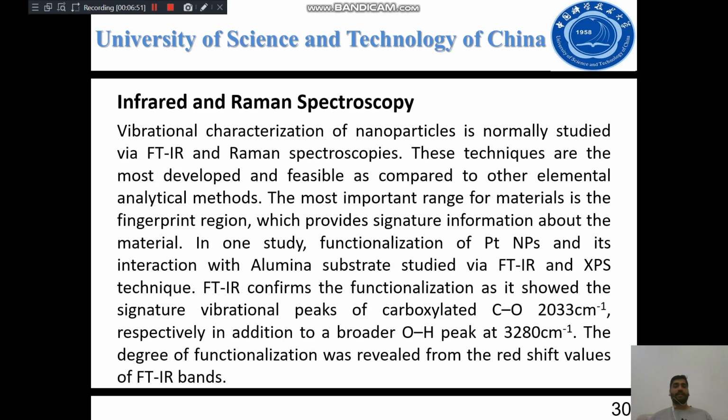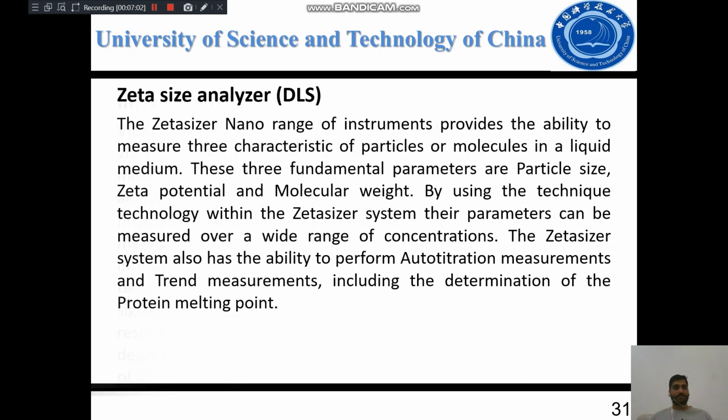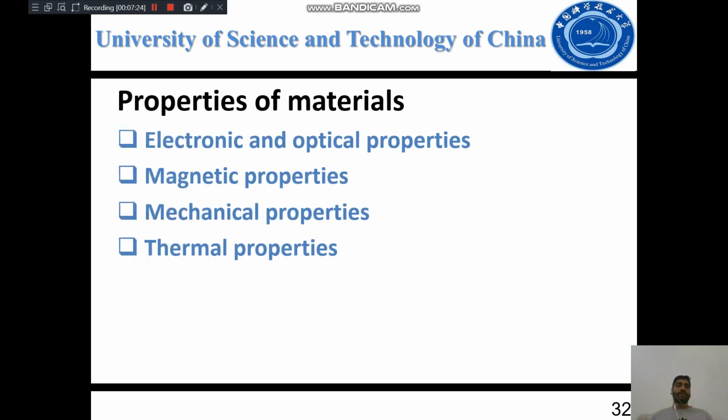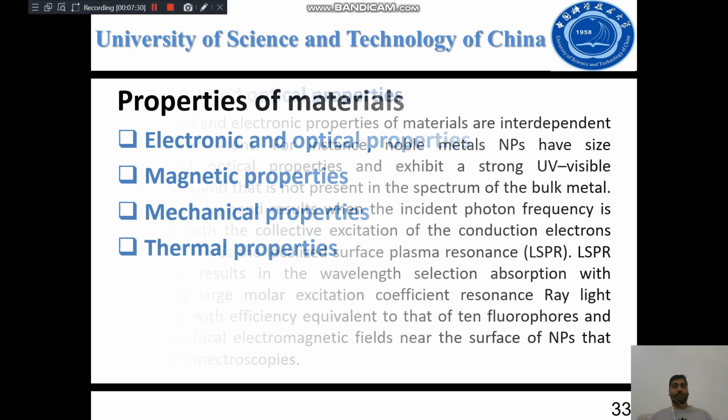Infrared and Raman spectroscopy. These spectroscopies are normally used for the study of various materials to confirm the functional groups and the Raman peaks. Zeta sizer, zeta size analyzer. It is used for the molecular size of molecules in a liquid medium. There are three fundamental parameters measured by the zeta sizer analyzer: the particle size, zeta potential, and molecular weight. Properties of materials: electronic and optical properties, magnetic properties, mechanical properties, and thermal properties.